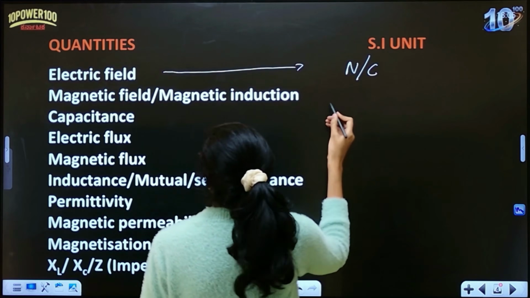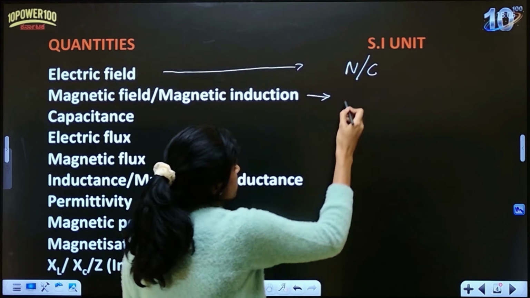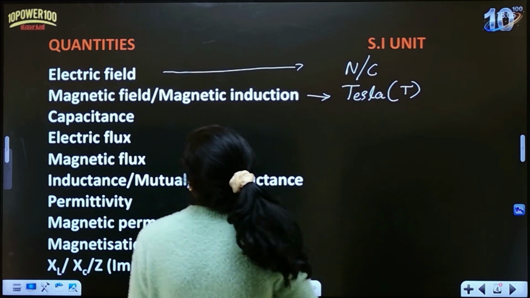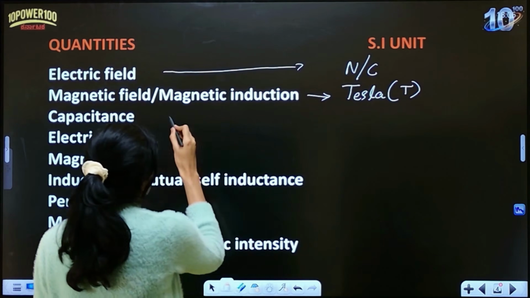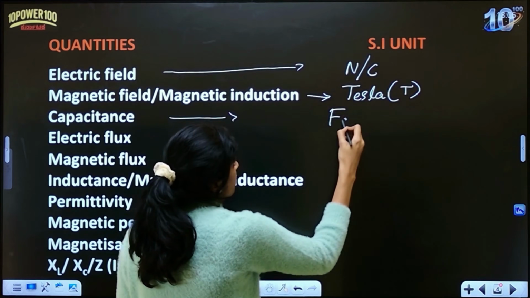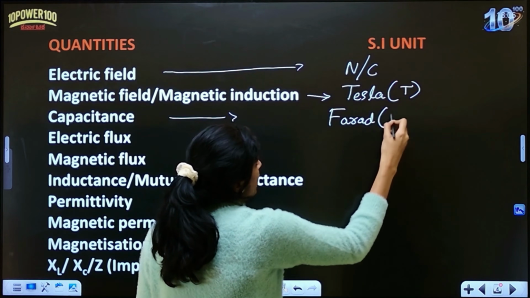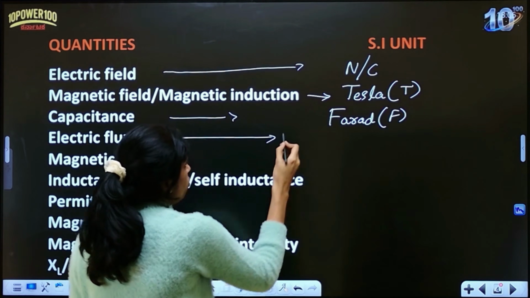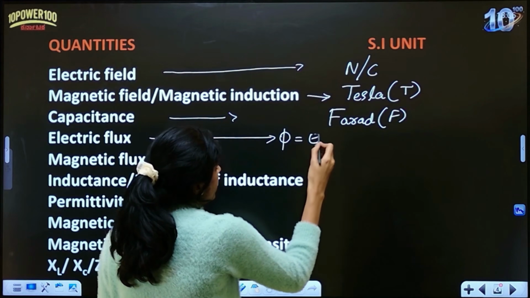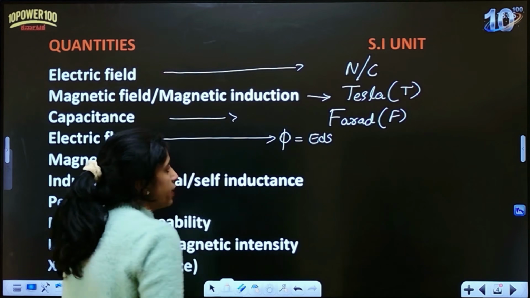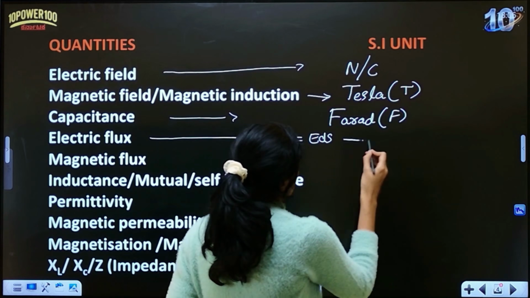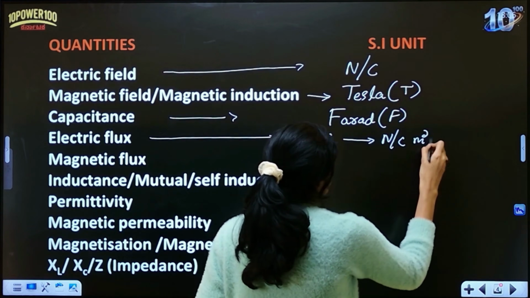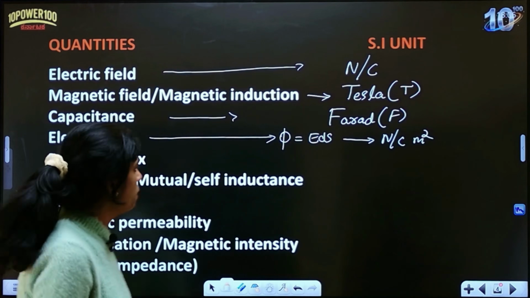And then SI unit of magnetic field or magnetic induction is given by Tesla, guys, capital T. Next, SI unit of capacitance is Farad, F-A-R-A-D, and in brackets you get capital F. And next, SI unit of electric flux, where we know electric flux is given by the formula E times dS, right? Electric field into surface area. So its SI unit is Newton per Coulomb, and surface area is meter square. So you can take Newton meter square per Coulomb.